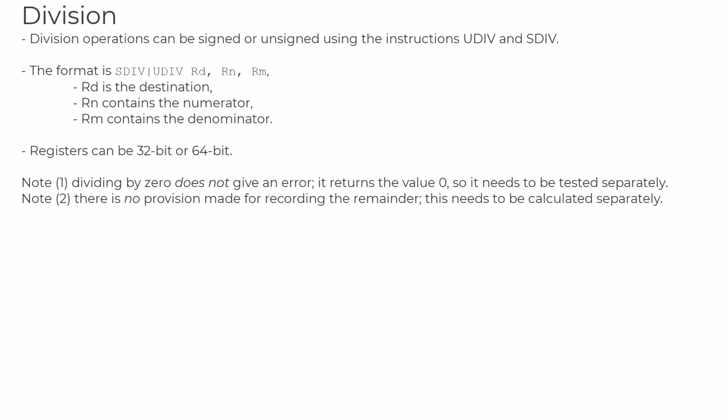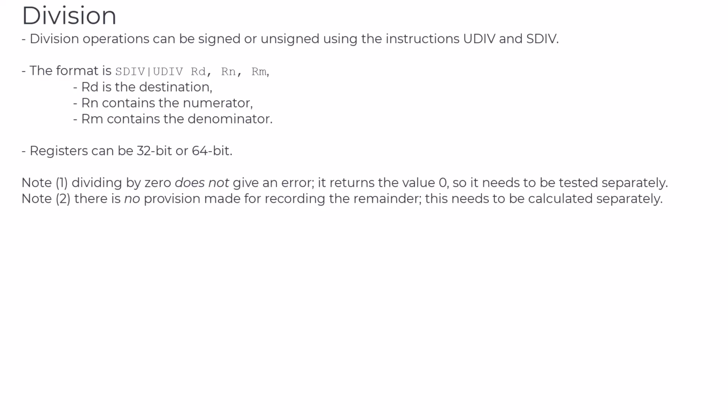The next operator that we're going to look at is division. Division operations can be either signed or unsigned, and the instructions for this are simply udiv and sdiv. So the format is sdiv or udiv, followed by rd, rn and rm. Here rd is the destination register, rn is the numerator, rm is for the denominator. And the registers can be 32-bit or 64-bit, so we simply use the W or the X prefix that are designated.